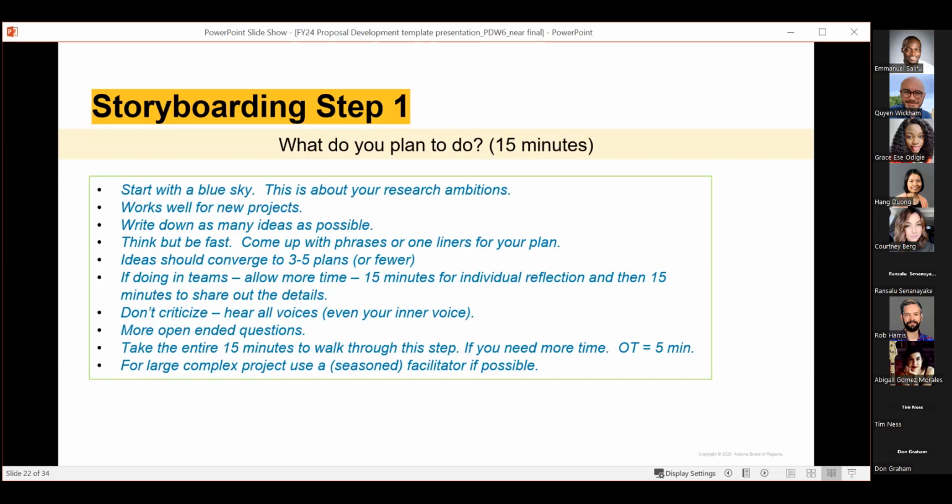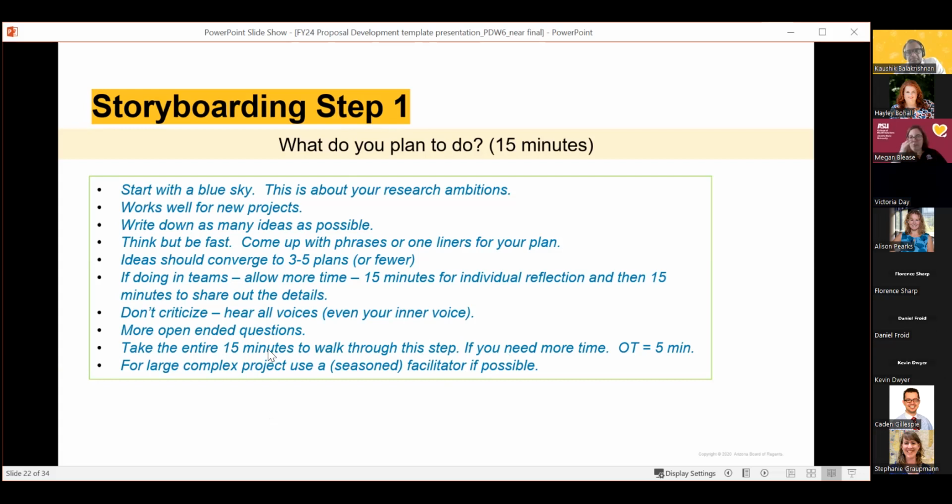I was at a conference recently where they said it's a lot easier to come up with ideas once you hit 3, like coming up with 7 is easier than coming up with 2. So write everything down. Don't criticize your thoughts before you write it down. Allow everyone in the team to share them, because you will come back and you will narrow it down to 3 or 5 plans or fewer.